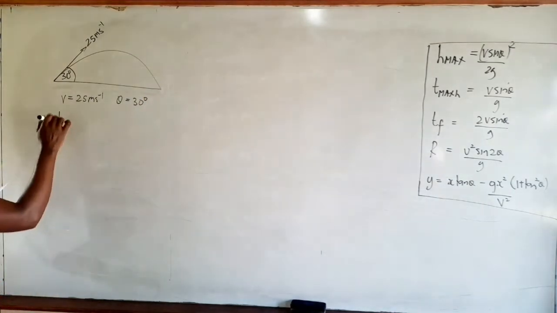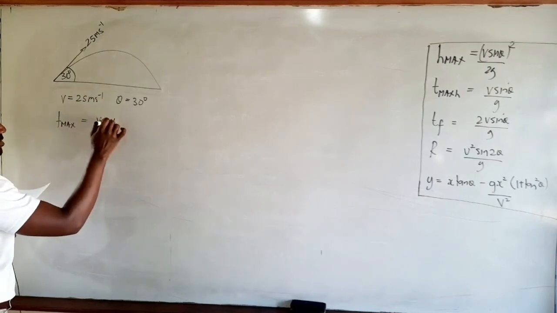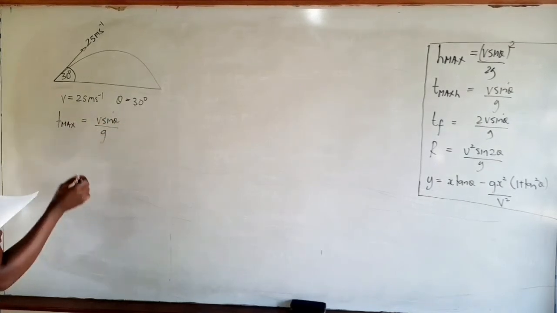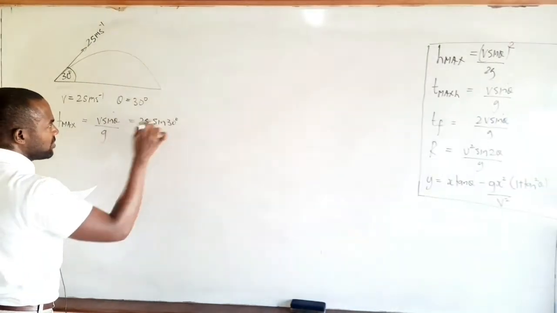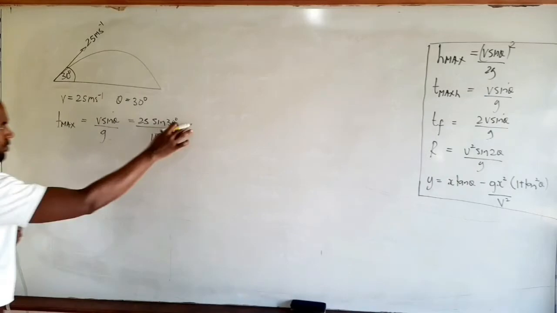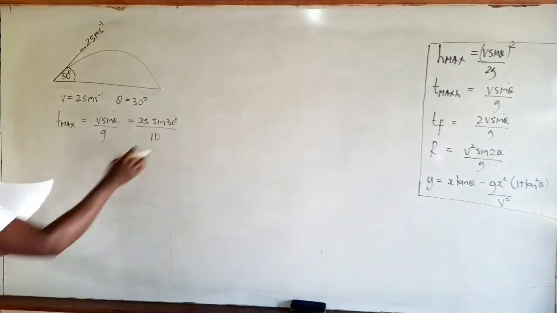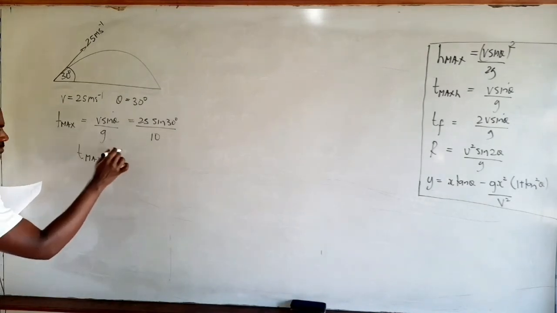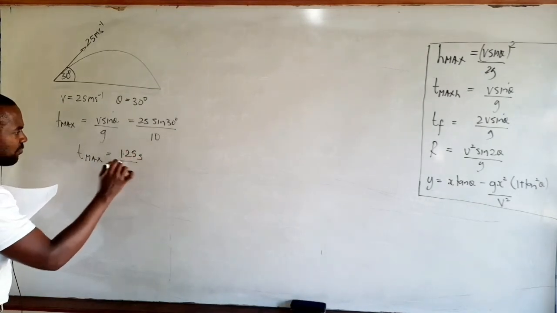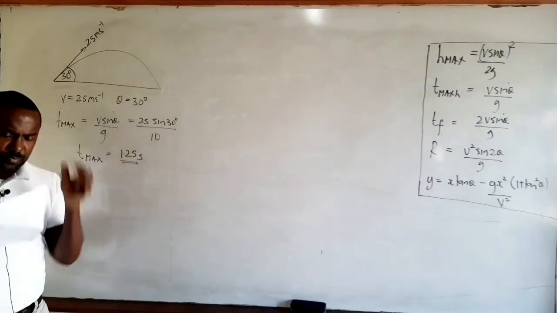Therefore, the time taken to reach maximum height, T max, is equal to V sine theta over g. This gives us 25 sine 30 divided by 10. Now, sine of 30 is a half. Half of 25 is 12.5, divided by 10. And so the time taken to reach maximum height is equal to 1.25 seconds. Good.